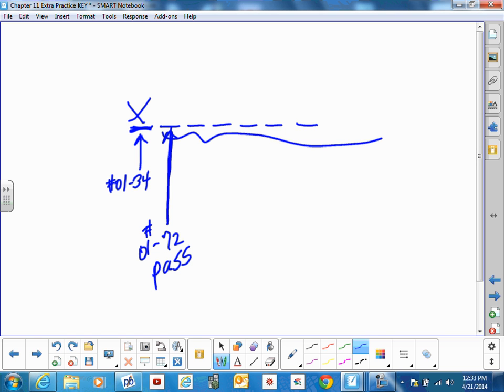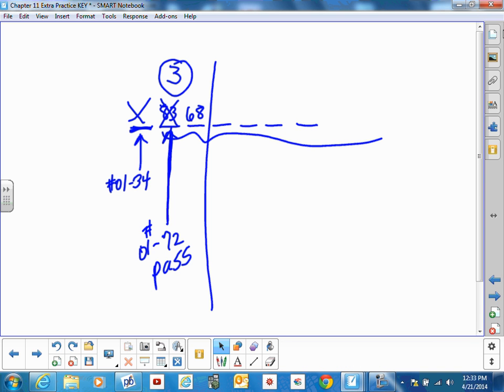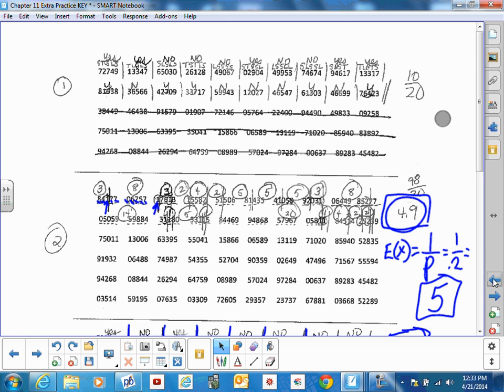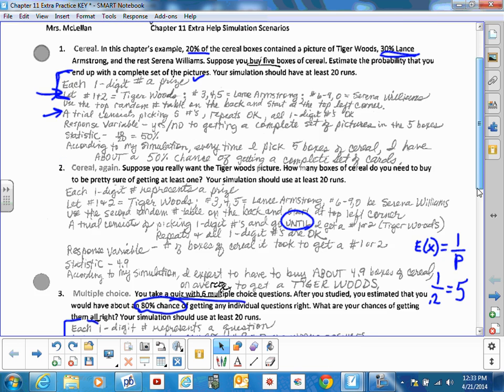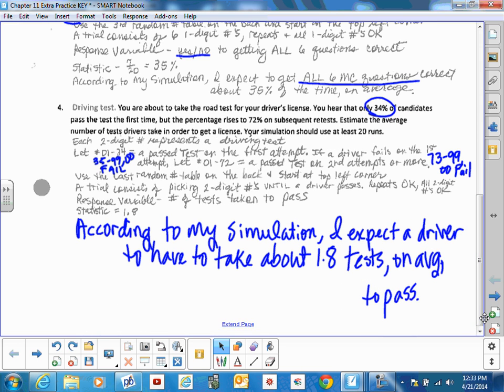Say this was an 83. Is that a pass yet? Nope, still haven't passed. Let's say 68. How about that? Yes, that is a pass with the rule here. So it took 3 driving tests for that person to pass. And that's the response. Is that good? All right. So, ta-da. So when I did that, there's my numbers, looks like that. And so on average, according to my simulation, I expect a driver to have to take about 1.8 tests to pass on average. Okay, ta-da, done with that.